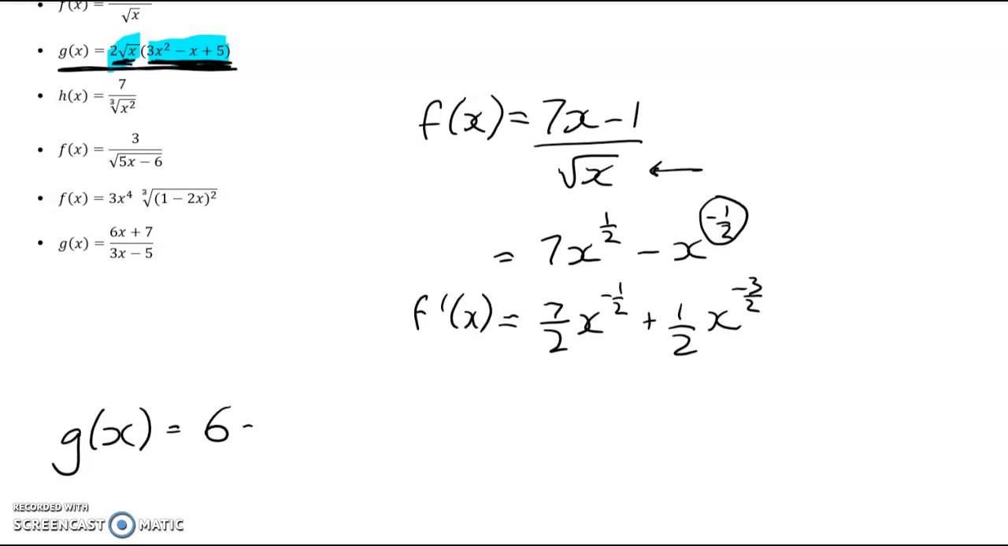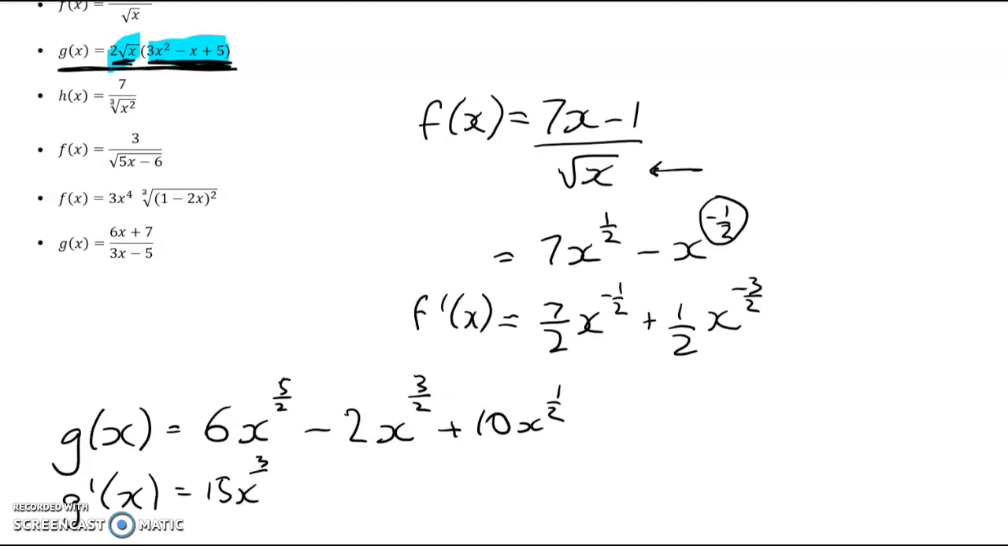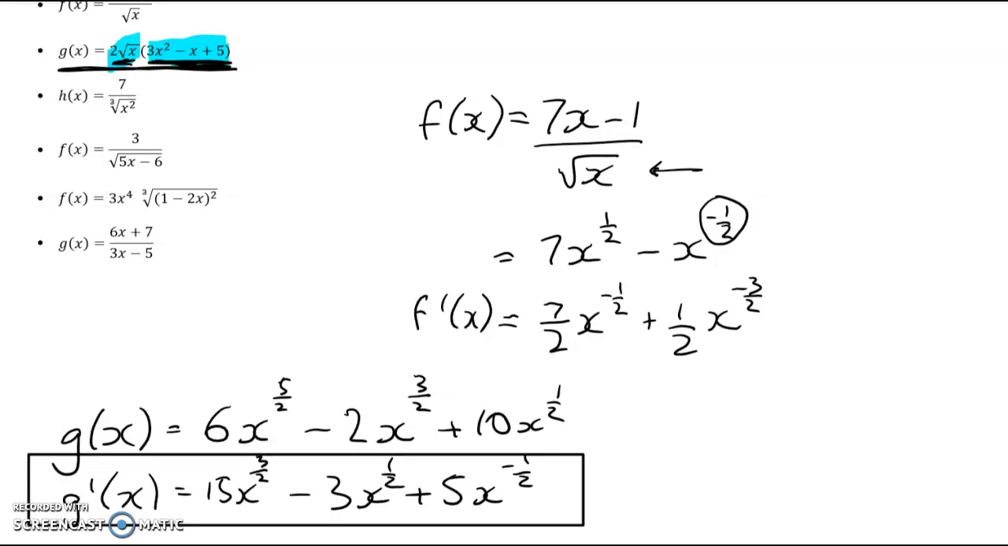So we get 6x to the power of 2 plus a half, which is 5 over 2, minus 2x to the power of 3 over 2 plus 10x to the power of a half. Differentiating that is going to give me 15x to the 3 over 2 minus 3x to the 1 half plus 5x to the negative a half. Okay, so that's the second one done.